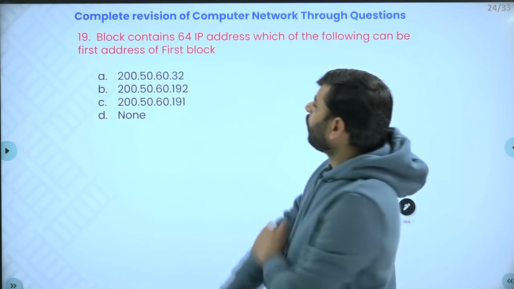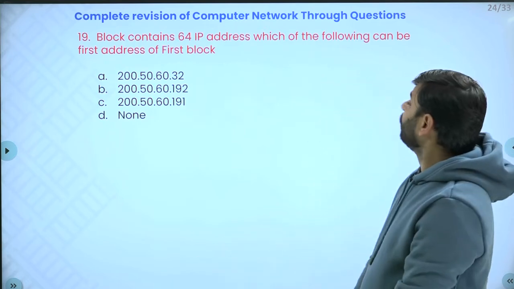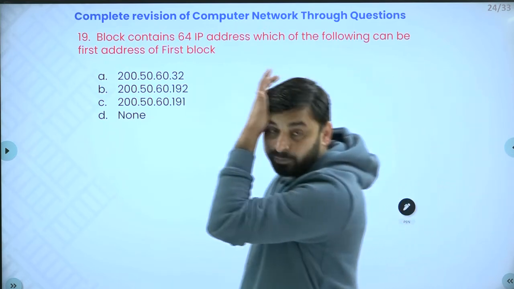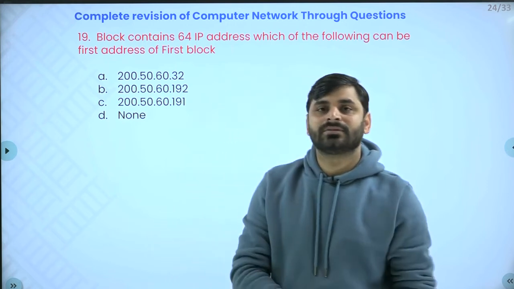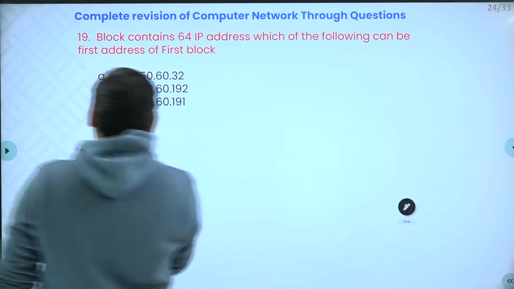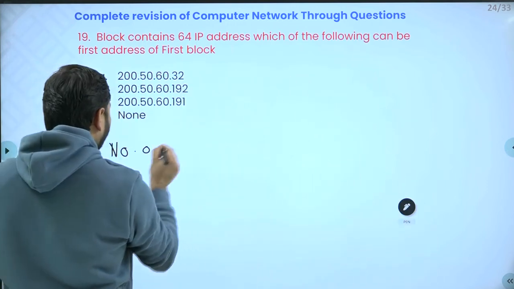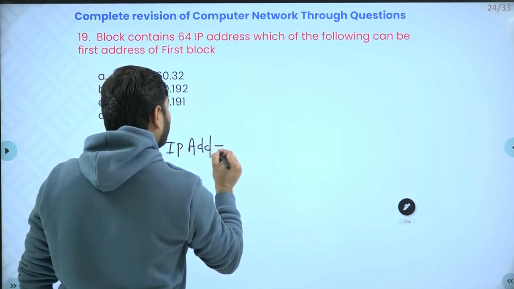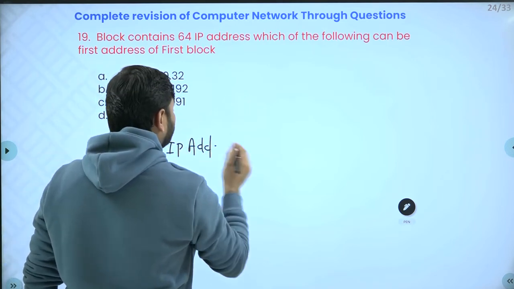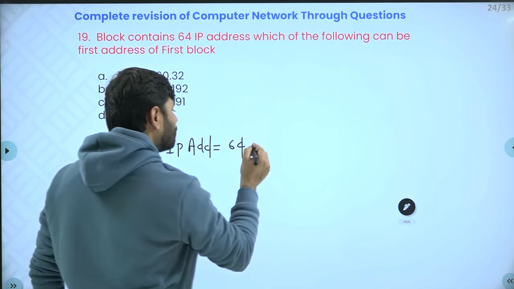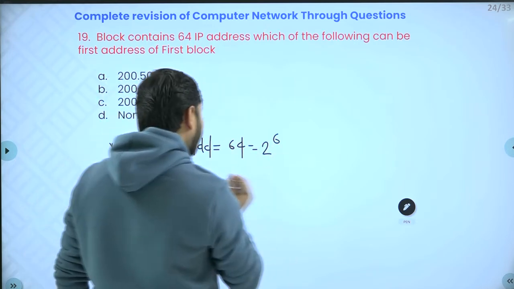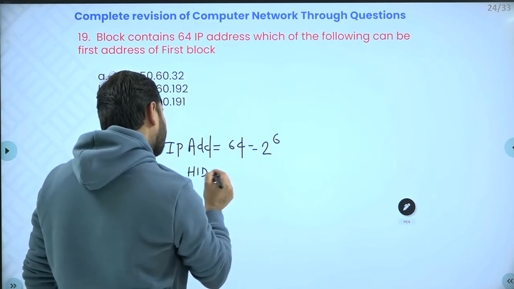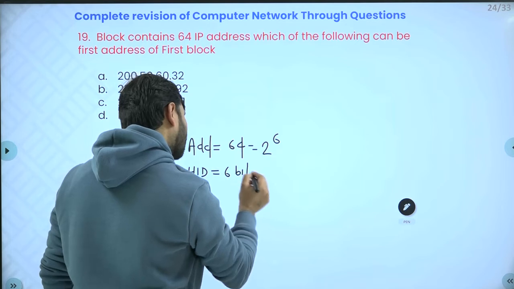Now, a block contains 64 IP addresses. Which of the following can be the first address of the block? If the block contains 64 IP addresses, so my dear friends, the number of IP addresses is 2 power something, equal to 64. Now 64 means 2 power 6. If the number of IP addresses is 2 power 6, so the host ID is how many bits here? 6 bits. We are very sure of that.